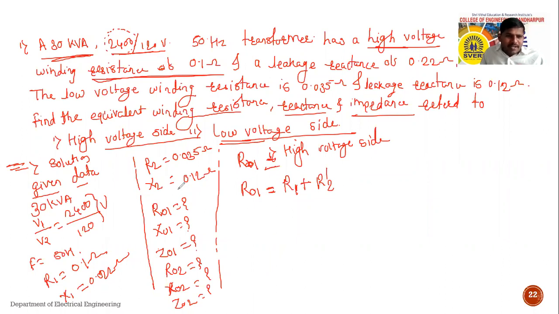You have the value of R2, but you don't know the R2 dash. So what is R2 dash? R01 is R1 plus R2 divided by K square.